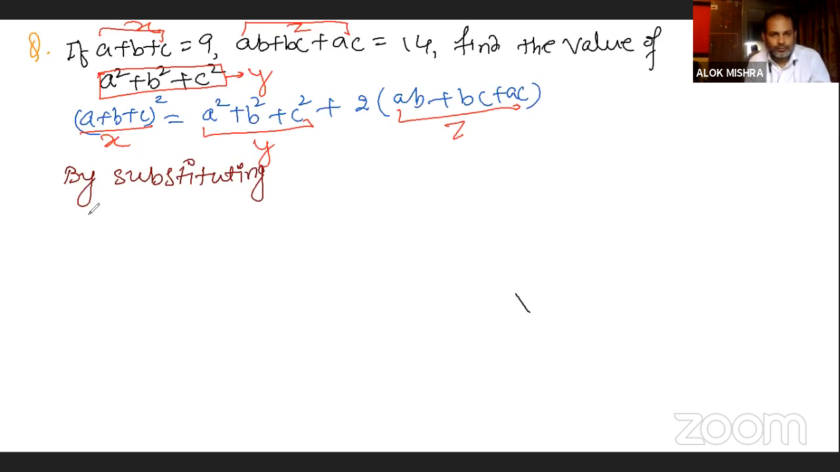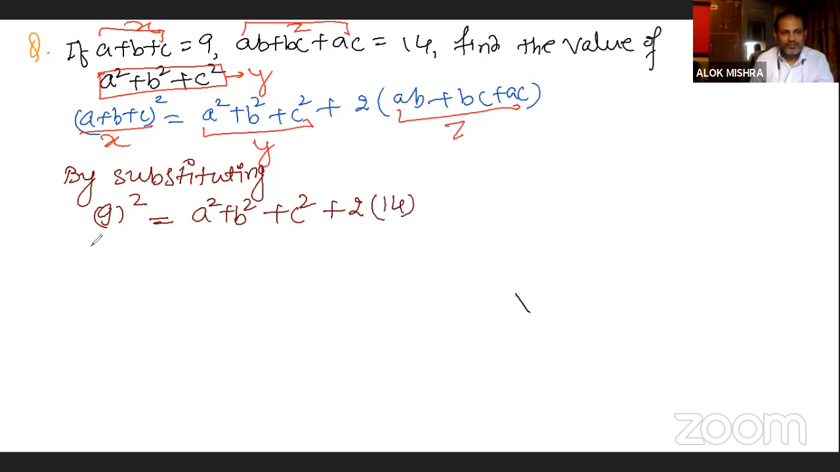By substituting, what do I get? A plus B plus C, and the value is 9. So I get 9 square equal to A square plus B square plus C square plus 2 times (AB plus BC plus AC), and the value is given to us as 14.